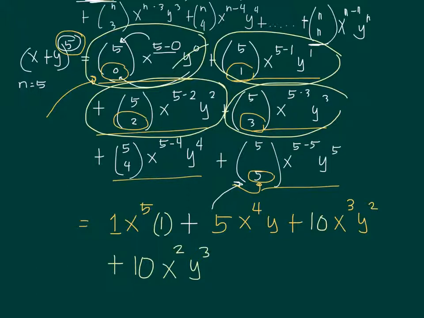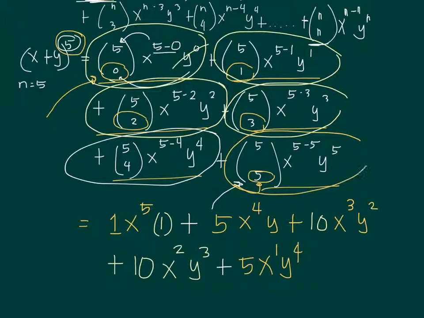And then continue. So we're down to the second to the last. This is your next task. So this is plus 5, 4. If you compute that again, you'll get 5. x to the 5 minus 4 is x to the 1, and then y to the 4th is simply y to the 4th. And finally, we're almost there. 5, 5, when you compute for that, that's 1 basically. Then x to the 5 minus 5 is x to the 0, and then y to the 5th is just y to the 5th.